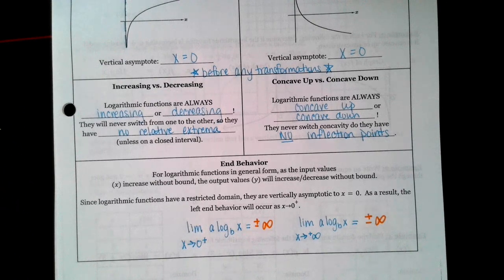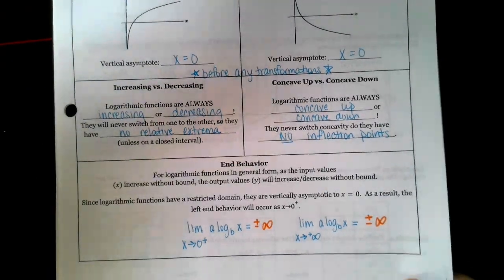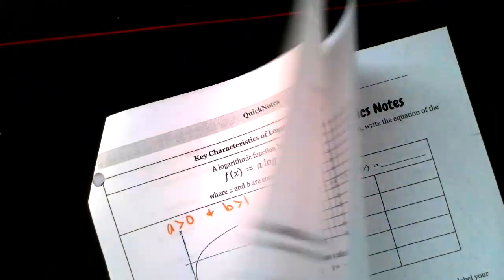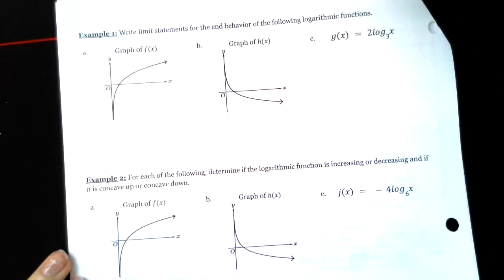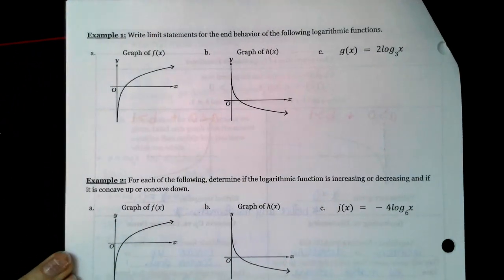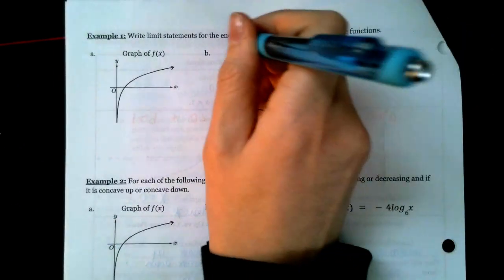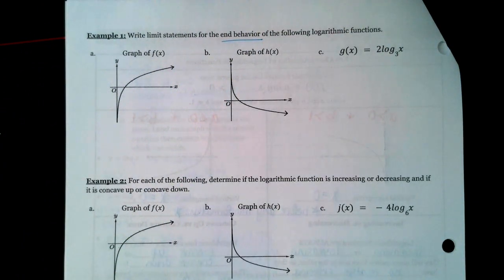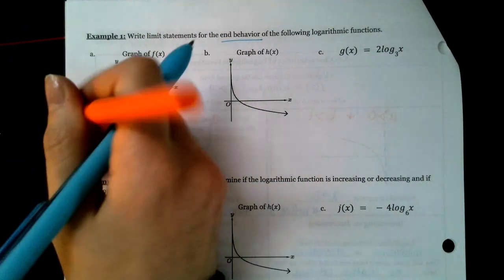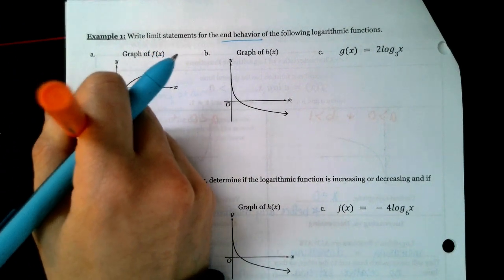So let's look at some examples. We have 4 examples to go through, and each one has a couple parts to them. So for example 1, it says write limit statements for the end behavior of the following logarithmic functions. So for part A, since we have the picture, that works out perfectly. So I'm going to make a little note just for this one. I'm not going to for the other two.